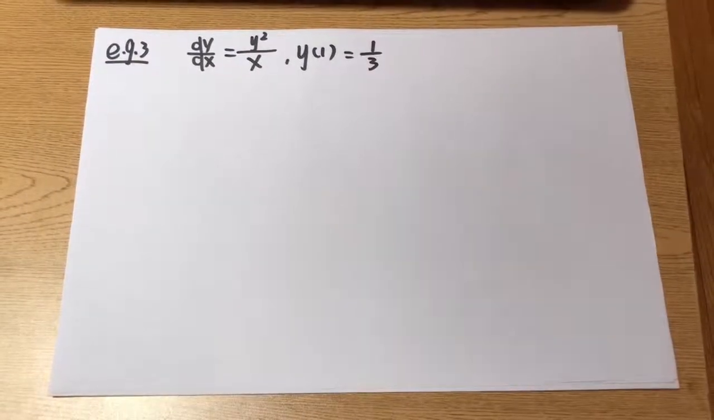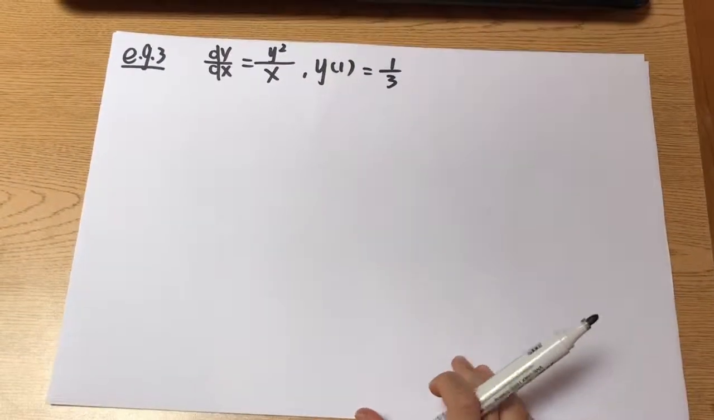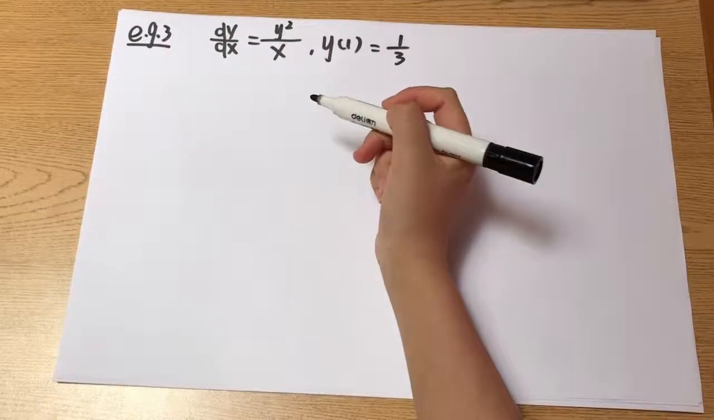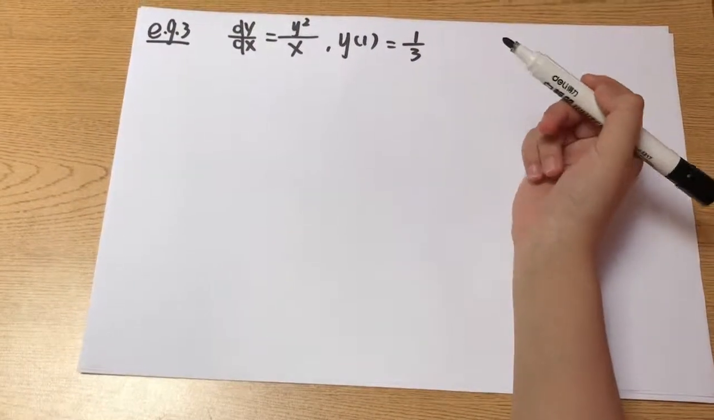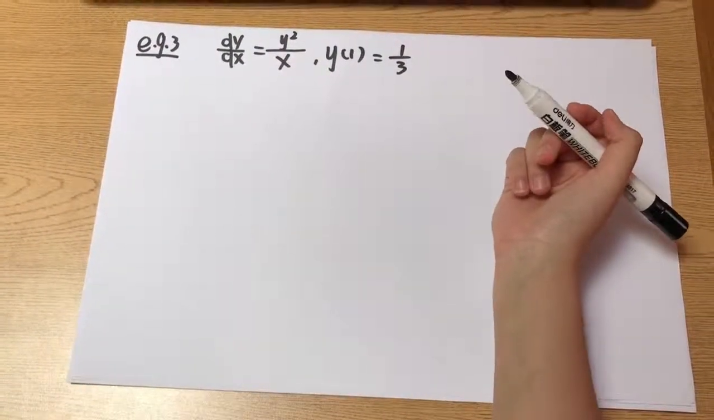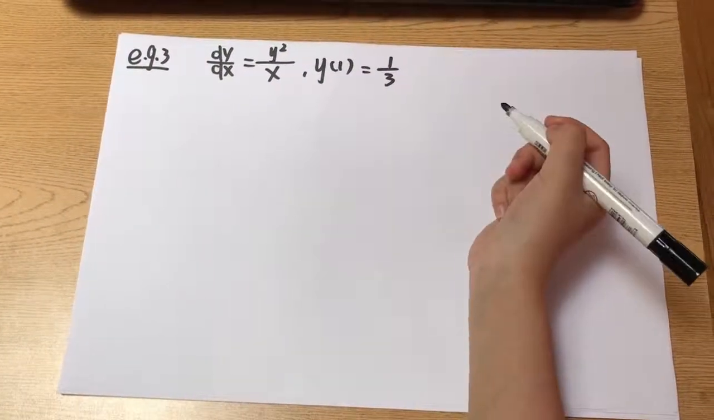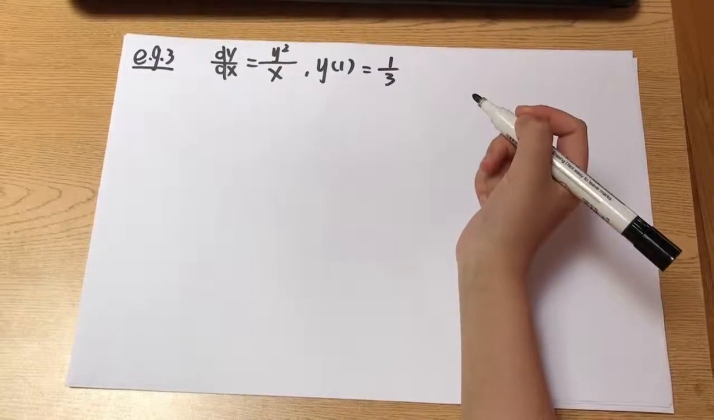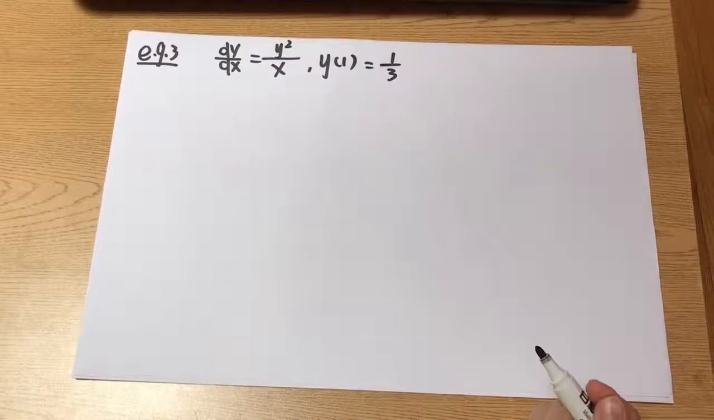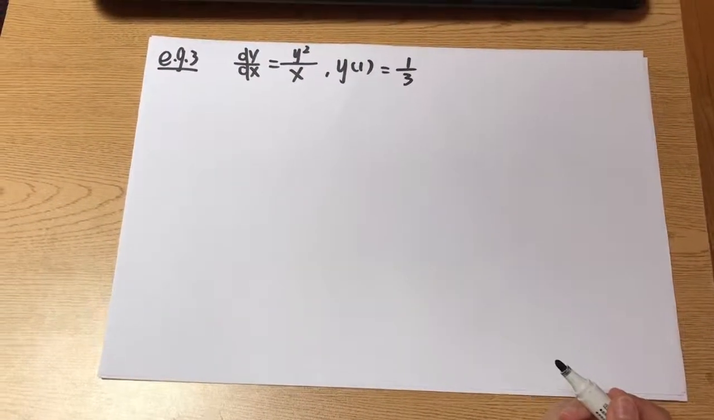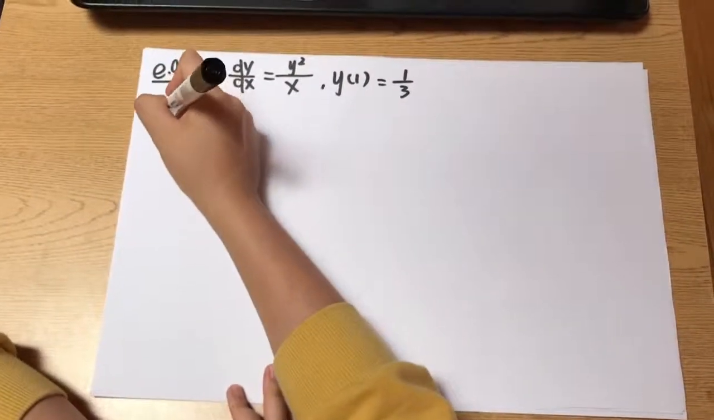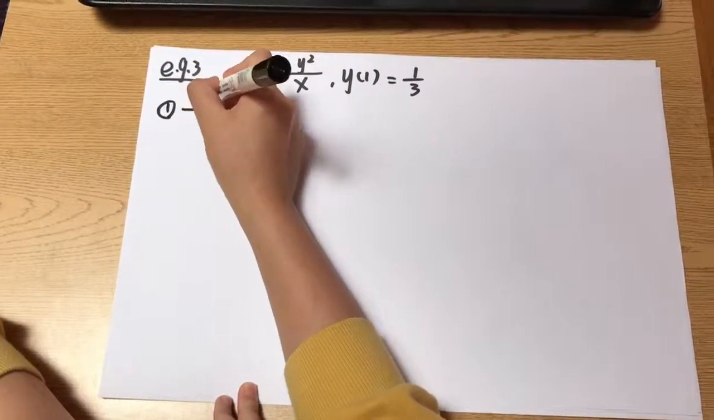Okay, this is the third question. This question is to solve the differential equation dy over dx equals y to the second power over x, with y(1) equals 1/3. For this question, we're going to focus on two things. The first one is the separation of variables, and the second one is to solve for the constant c. So the first thing is still we have to write it down.